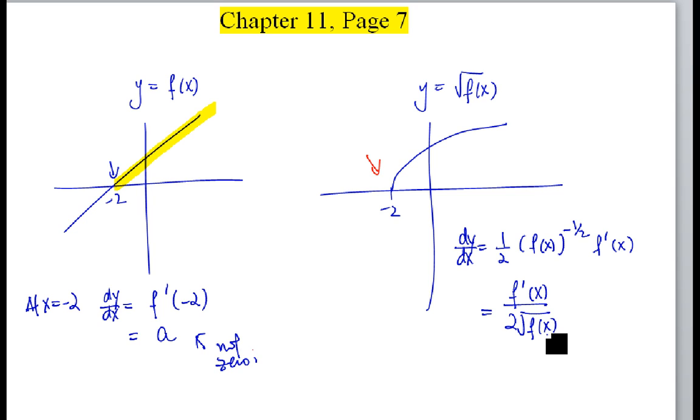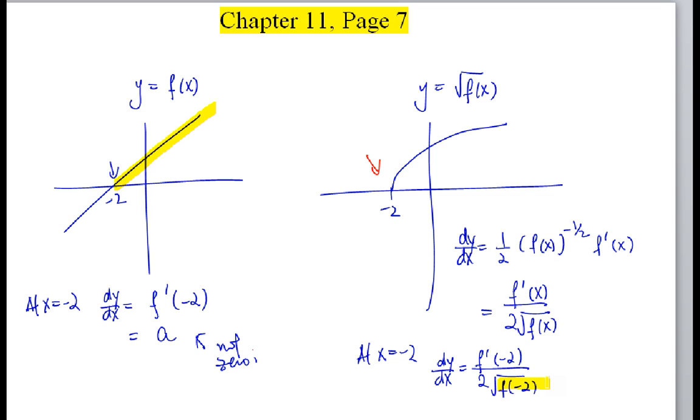Now, at this x-intercept, x equals to -2, what is the gradient here? The gradient is f prime -2 over 2 square root f -2. Now, we all know that at x equals to -2, f of -2 is 0. So, the denominator is 0. If the numerator has a gradient of a, which is not 0, I get a divided by 0, which is undefined. I will get a vertical tangent. Do we all remember? Okay, now it rings a bell, right?